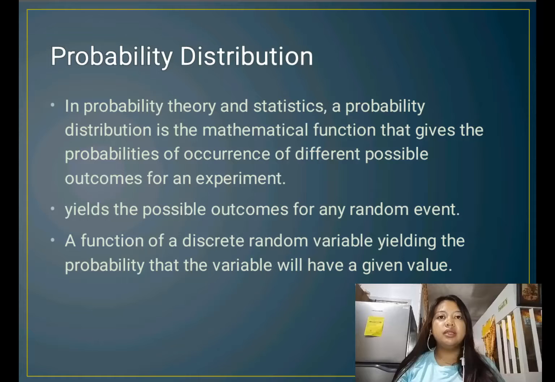So the probability distribution: in probability theory and statistics, a probability distribution is the mathematical function that gives the probabilities of occurrence of different possible outcomes for an experiment. A probability distribution yields the possible outcomes for any random event.